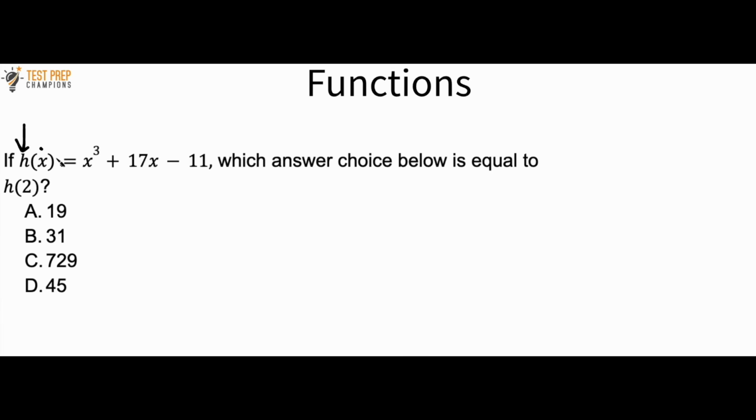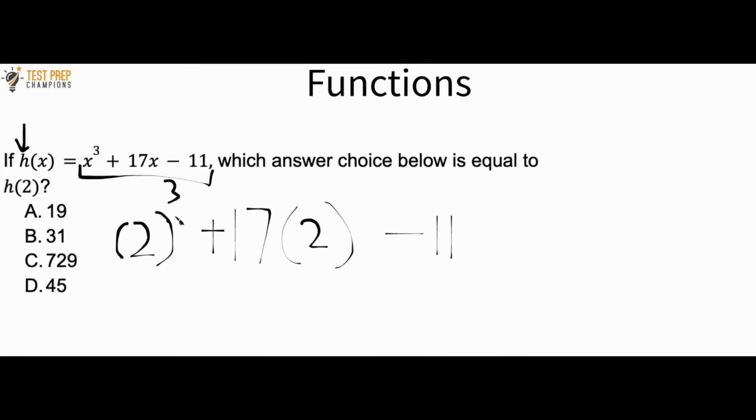What we want to do here is focus on this x cubed plus 7x minus 11 portion. When I say x cubed, that's just another way of saying x raised to the power of 3. So we want to focus on this portion right here, and we're going to plug 2 in for x. Let me replace the x's here with 2's and rewrite it. 2 raised to the power of 3 equals 8, and 17 times 2 is equal to 34. When I do 8 plus 34 minus 11 in my calculator, I get 31. And B is the correct answer here.